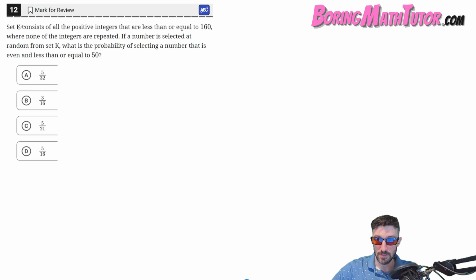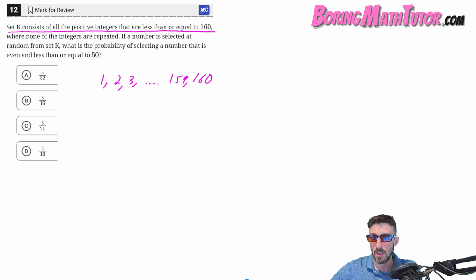All right, they're telling us set K consists of all the positive integers that are less than or equal to 160. So 1, 2, 3, all the way up to 159 and 160. Where none of the integers are repeated. Okay. If a number is selected at random from set K, what is the probability of selecting a number that is even and less than or equal to 50?